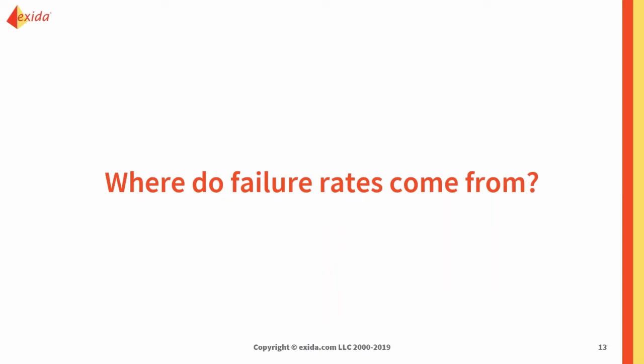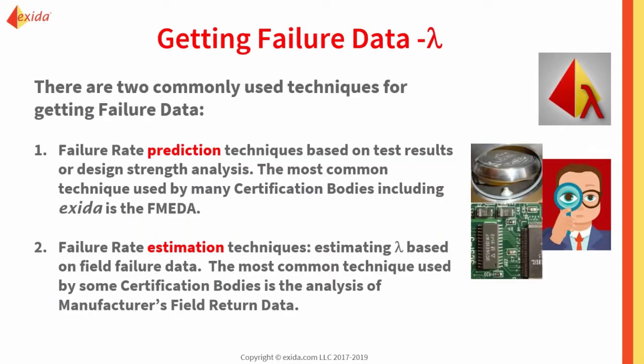Where do failure rates come from? Well, in functional safety, there are two common techniques to collect failure rates. You can predict them or you can estimate them. Just like everything in life, there are pros and cons with both of these analyses. First of all, you have failure rate prediction, and that's going to be a study or a stress strength analysis or test results or a combination of all of it. That's going to let you look at design and predict what the failure rate's going to be. The good thing about prediction is you can use it on an old device that you've had for 50 years out in the field, or on a brand new technology or device, because you're predicting what that failure rate could be.